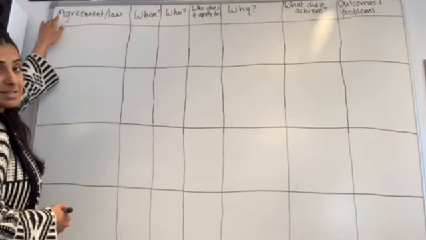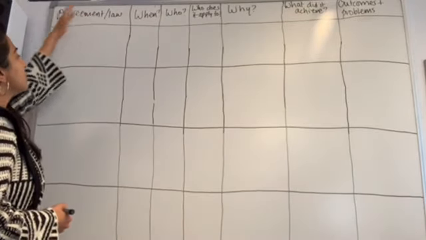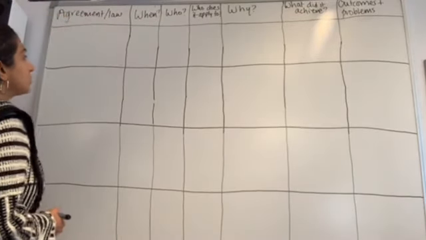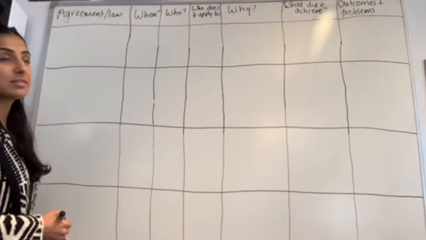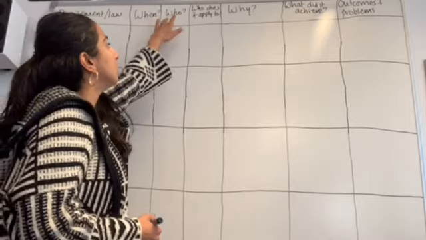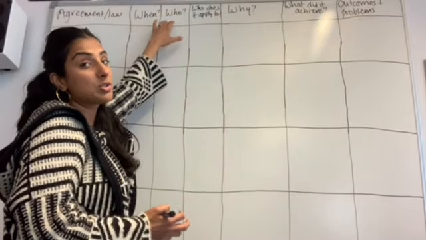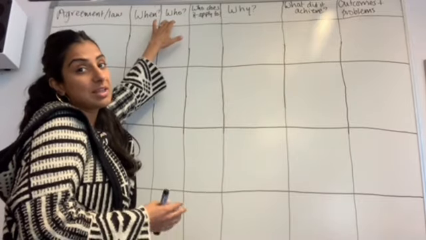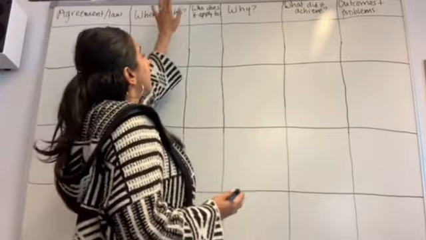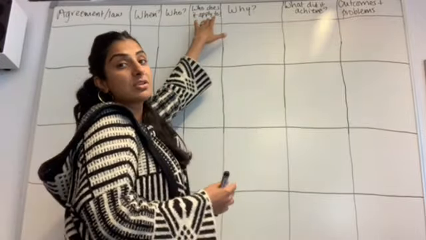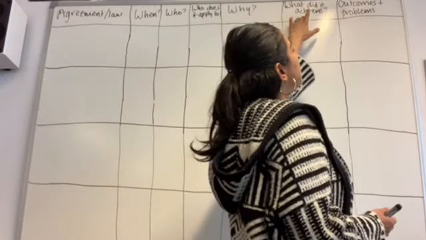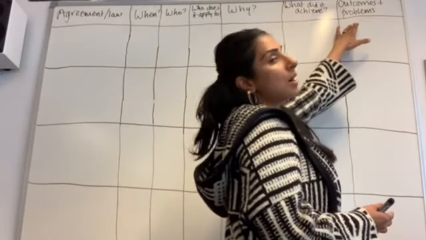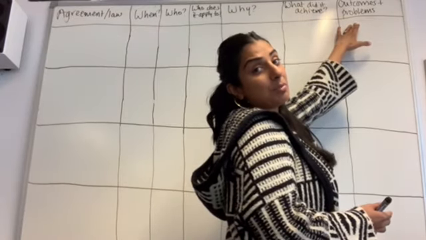In the top left here it says agreement and laws. So this refers to any agreements or laws or declarations or conventions that have been put in place to implement human rights. Next you've got when, then who, as in which international body or which organisation introduced this agreement or legislation. The next one is who does this apply to? So which countries does this agreement apply to? Why was it introduced and what did it achieve? Finally, outcomes of this agreement and any problems that exist.